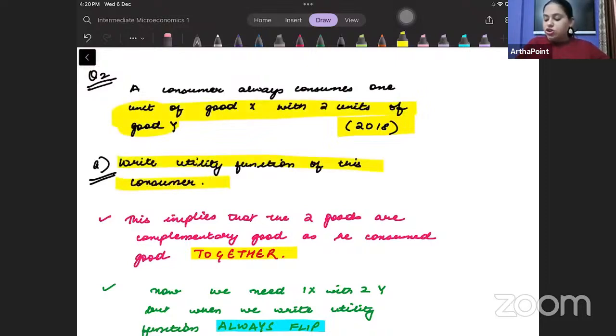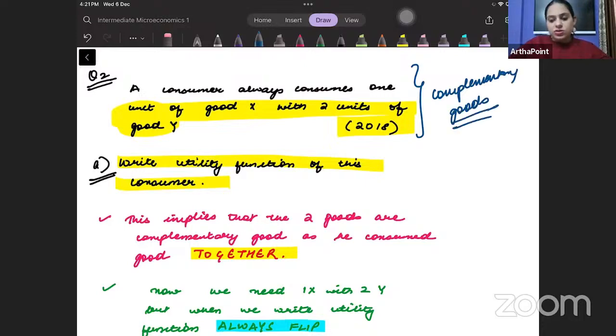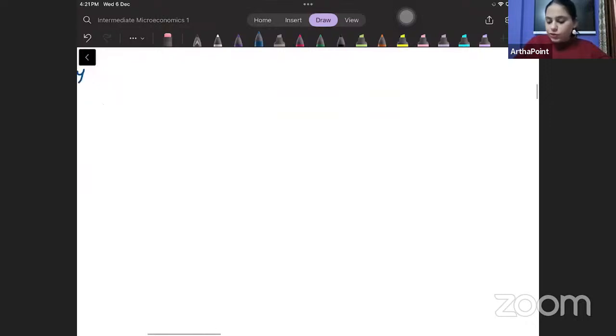Write the utility function of the consumer. Beta, when you consume 2 things together, that means that they are complementary goods. क्या मतलब हो गया इनका? That they are complementary goods. A complementary good function is of the form min of alpha x comma beta y.